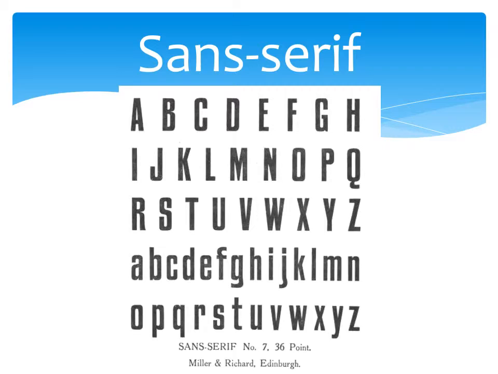So here is an example of a sans serif font. You can see that there are no lines coming off of the edges of the characters. It's very straightforward. Sans serif can be bold, like the one that you're looking at, or it can be kind of frail looking, a little bit thinner in the character size, etc.